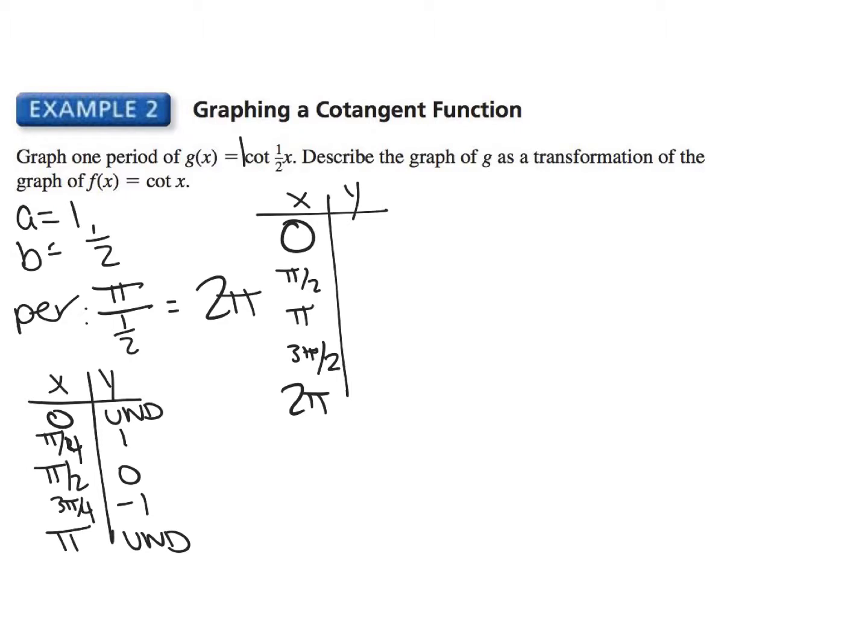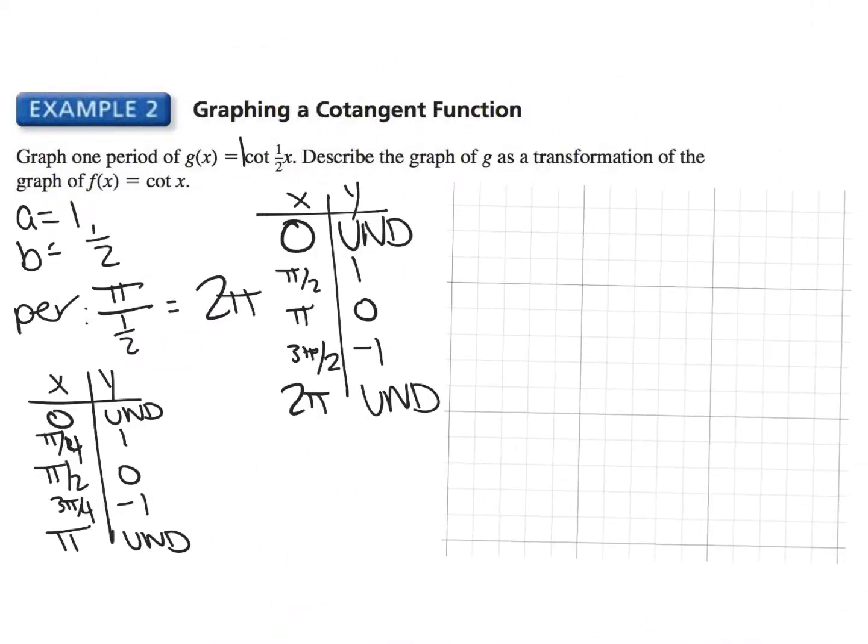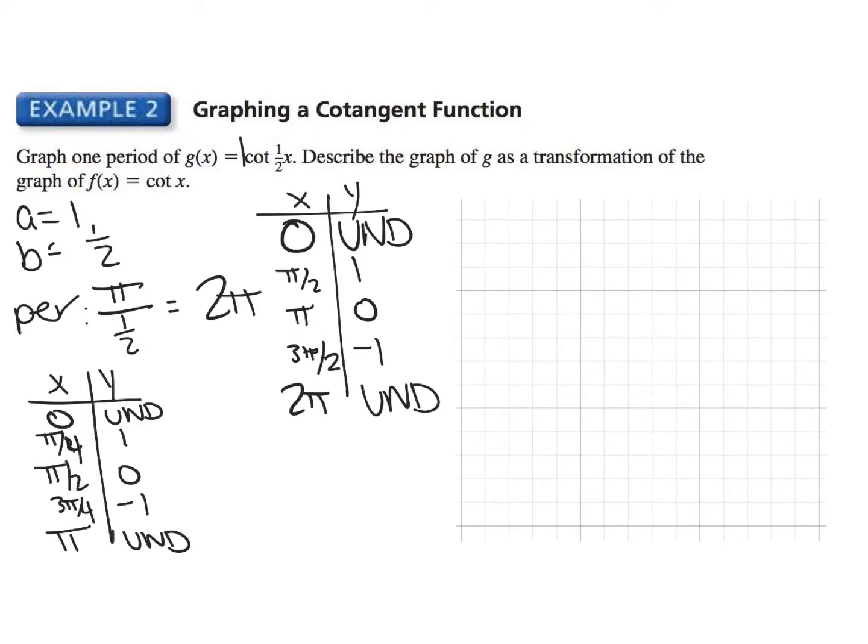All right, now our y value, if you notice, a is 1. Nothing is being changed to our y value. It's the same as the parent graph. So that means we have undefined, 1, 0, -1, and undefined. Those are our 5 points, and we are ready to graph. This one is loads easier than the other one. It only has one piece to it, and it's nice numbers.